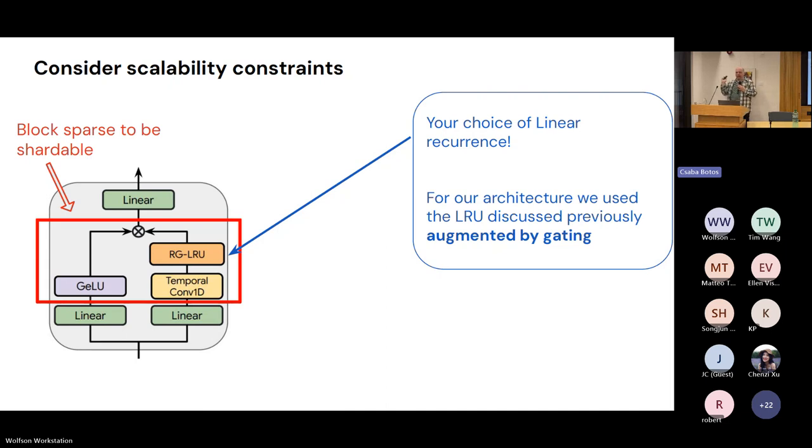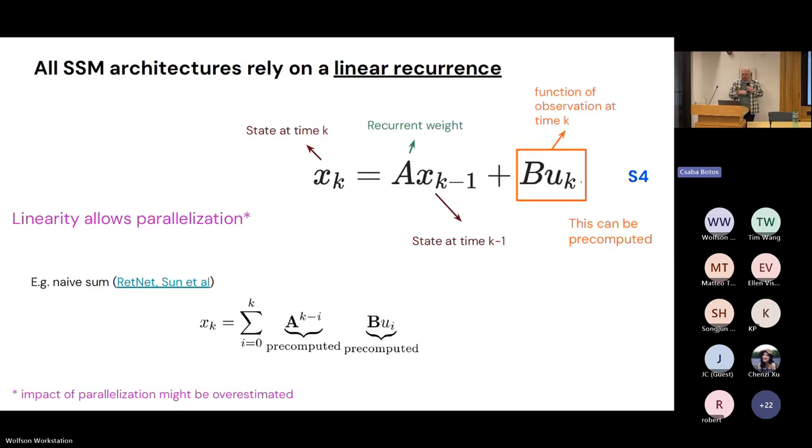And then, what kind of linear RNN to use? I think many things work. We're going to focus on LRU, but I think other choices work as well. It does seem that gating actually helps quite a bit. I'm not sure how I'm doing with time, but this is a little bit of a repeat of what I've said before.